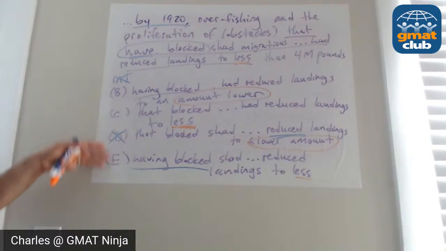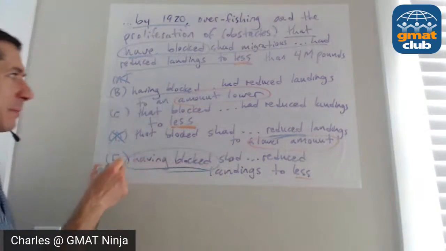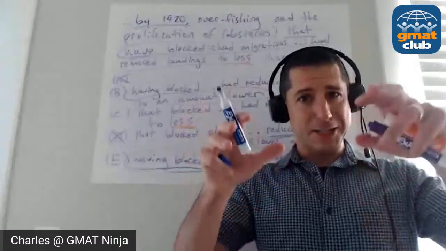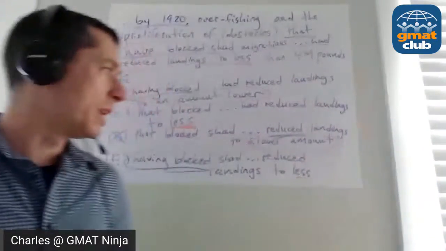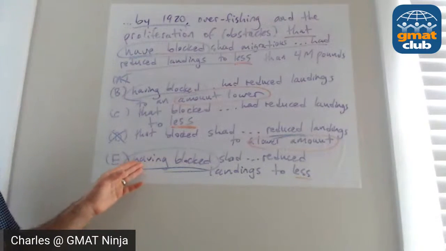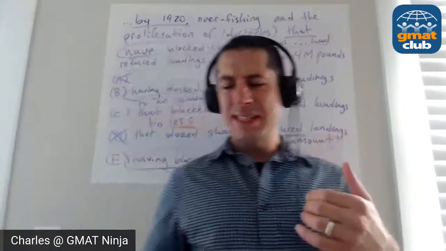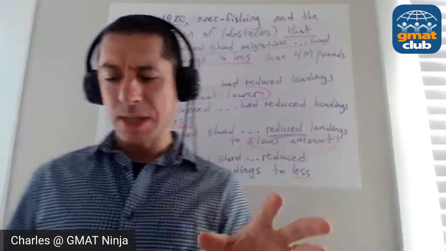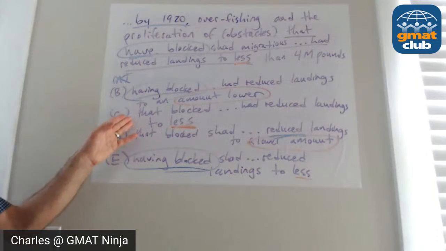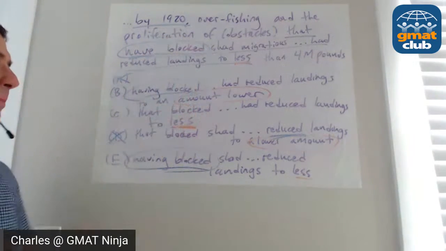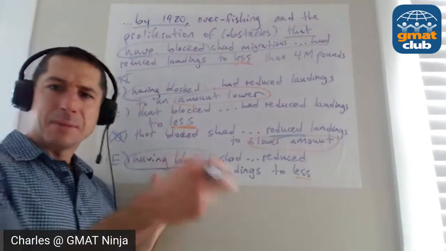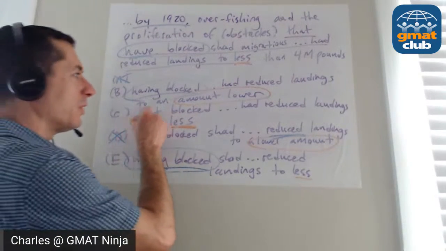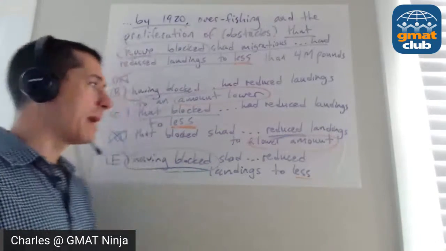The only other real difference here between B, C, and E is this business of having blocked shad. It's a whole separate video to get into that. I don't want to get too bogged down in that now, because I want to stick to our theme of countable and non-countable, and I've got one more good question for you guys after this one. But it really doesn't make a ton of sense. So having blocked shad from doing something, then it reduced landings. There's something really funky about that timeline. And again, I don't want to get too far in the weeds with it. Why not just keep the really simple expression here and say these obstacles, or the proliferation of obstacles that blocked shad? Why are we saying the proliferation of obstacles having blocked shad, maybe further back in the past? It's a really strange way to say something that's really simple. The proliferation of these obstacles that blocked shad from migrating.